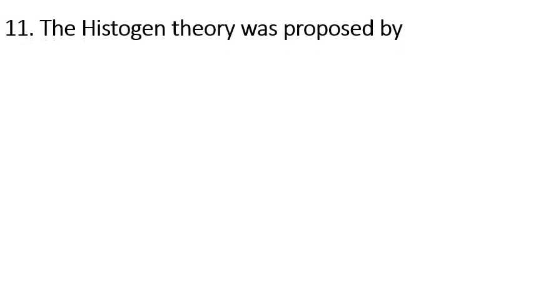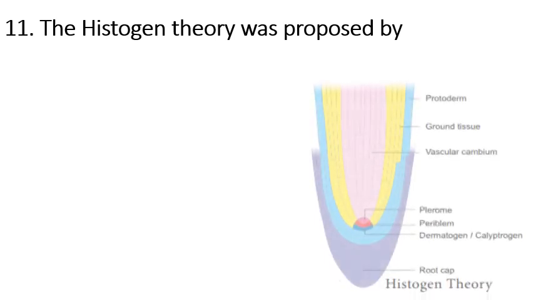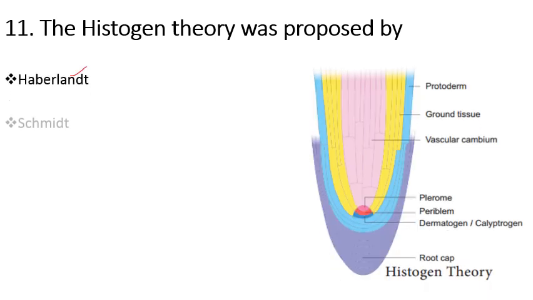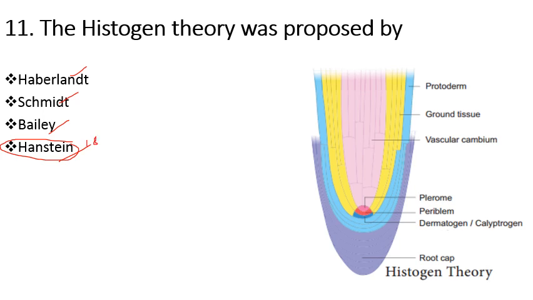The question is, the histogen theory was proposed by our options are Haberland, Schmidt, Bailey, or Heinstein. So its right answer is Heinstein. This theory was proposed by Heinstein in 1868.